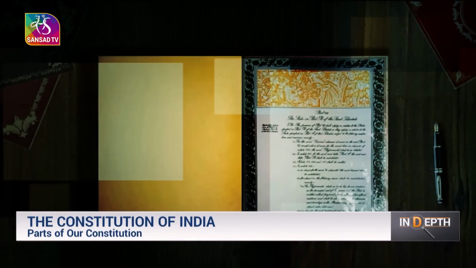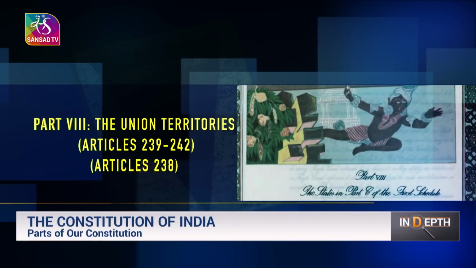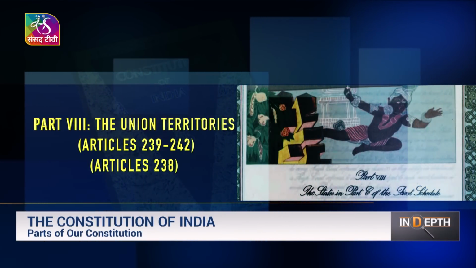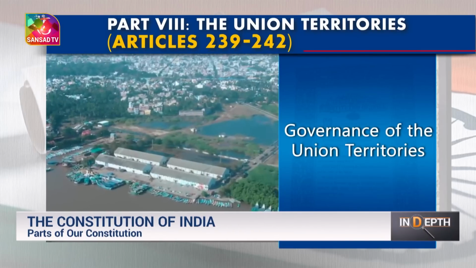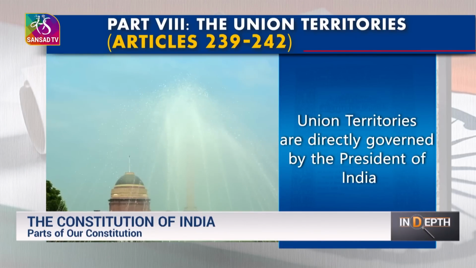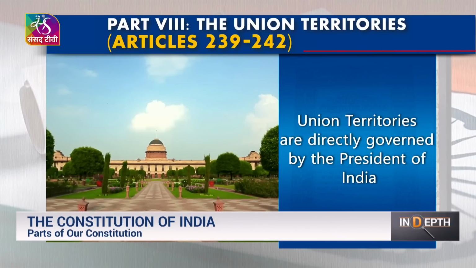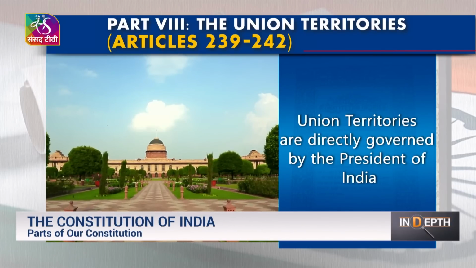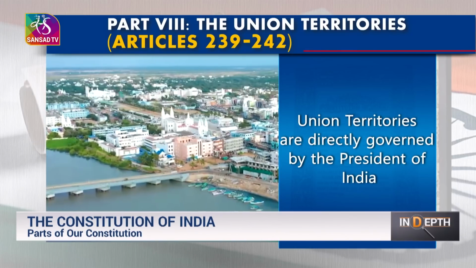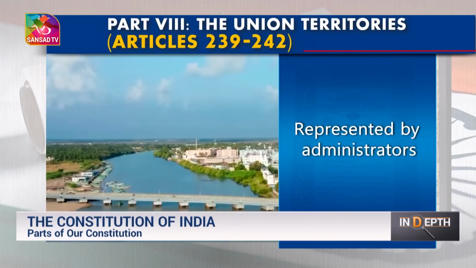Part 8. The Union Territories, Articles 239 to 242. This part deals with the governance of the Union Territories. UTs are directly governed by the President of India and are represented by administrators who act on behalf of the President. Some Union Territories, like Delhi and Puducherry, have legislatures with powers similar to those of states.